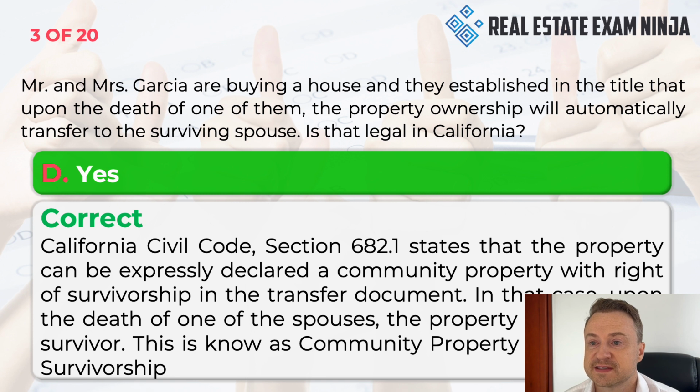There's the California Civil Code 682.1. And remember, guys, this was on the real estate exam. On this one, for example, we probably would have changed the name, Mr. and Miss Garcia. But everything else is on the real estate exam. You guys got to know this.